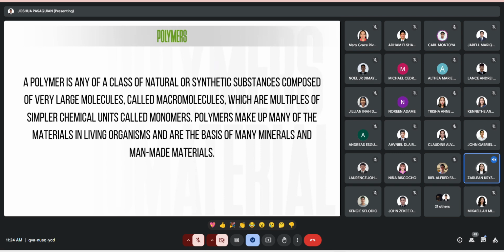And now, let's proceed to talking about polymers. A polymer is any of a class of natural or synthetic substances composed of very large molecules, called macromolecules, which are multiples of simpler chemical units called monomers. Polymers make up many of the materials in living organisms and are the basis of minerals and man-made materials. With that, we can conclude that we are made of polymers, and so are trees, telephones, and toys.